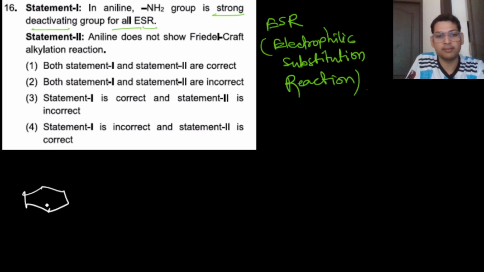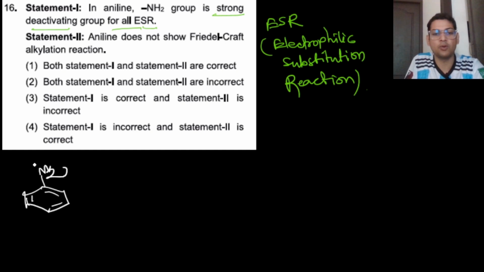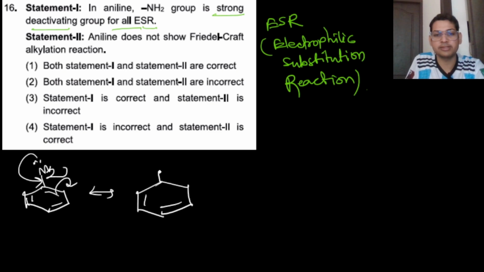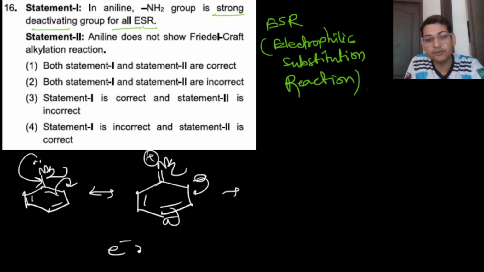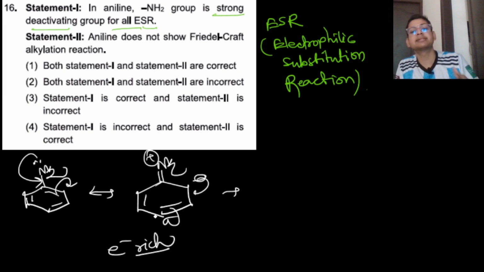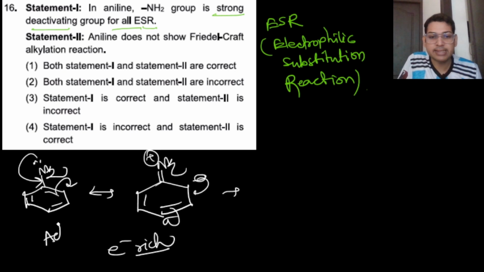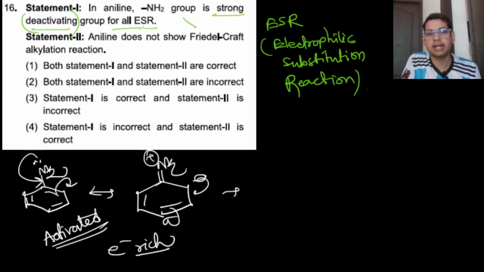So aniline, but it is not given correctly, right? In aniline, the nitrogen lone pair is doing resonance like this, and as soon as it does the resonance, you will get a negative charge here. That means the ring is electron rich. The ring is activated. But here they are saying the ring is deactivated. No sir, statement 1 is not correct.